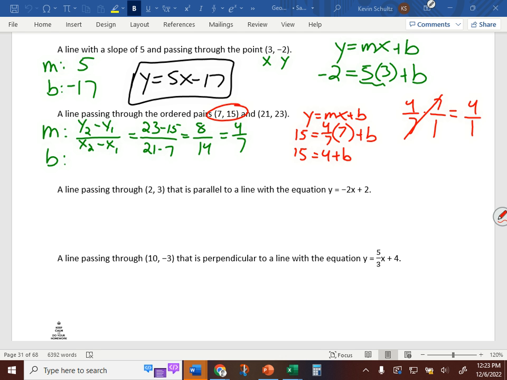Subtract 4 from both sides. We get 11 as our value for b. And our final answer is y equals 4/7 x plus 11. Okay?